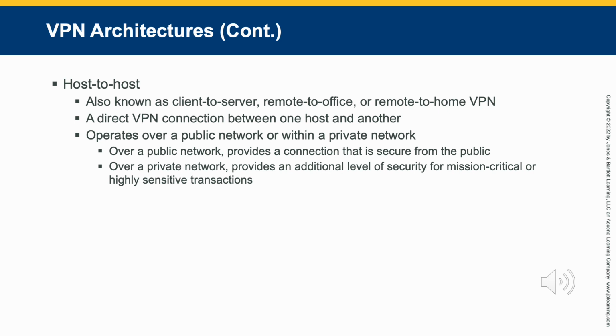Host to host, also known as client to server, remote to office, or remote to home VPN, is a direct VPN connection between one host and another. It operates over a public network or within a private network. Over a public network, it provides a connection that is secure from the public. Over a private network, it provides an additional level of security for mission critical or highly sensitive transactions.